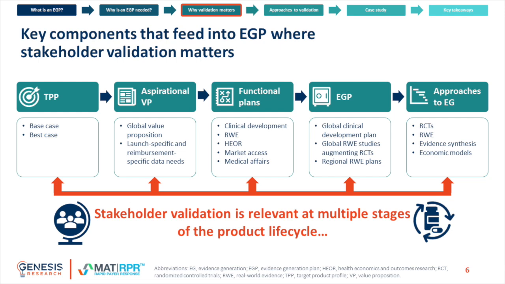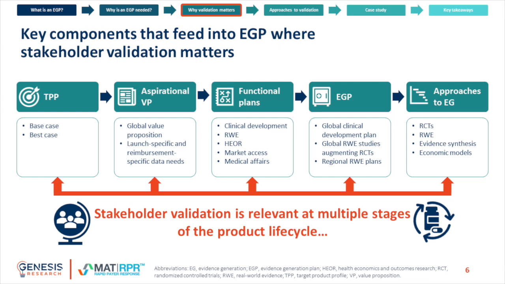So in early stages of development, when you're working with new product planning, you start putting together a target product profile. You come up with the best case and the base case situations. Then you come up with your aspirational value proposition based on what is desired to get a reimbursable file to the market. Functional teams within pharma then put in their own plans. It's all consolidated in an EGP, and then you go deeper and you think about exactly how to deliver against that EGP. So this, again, is a build which you start all the way from the TPP set in early stages of development.